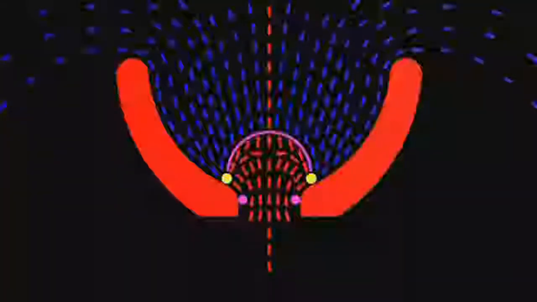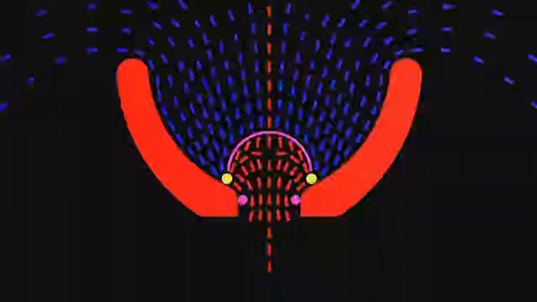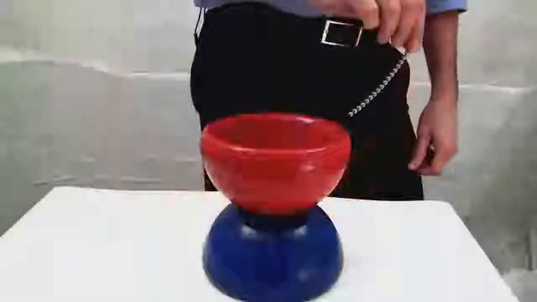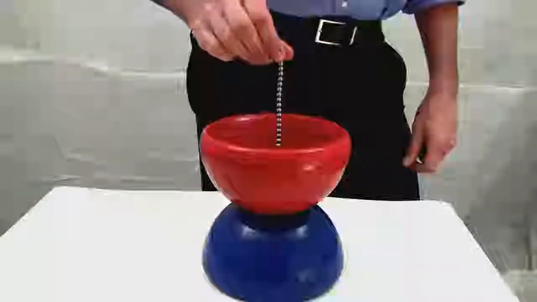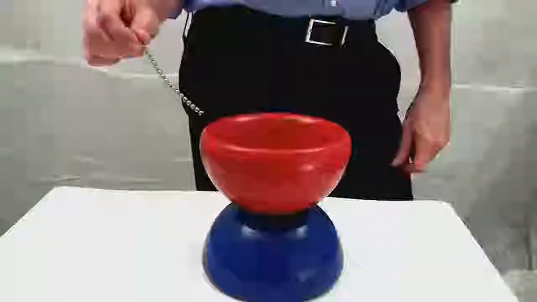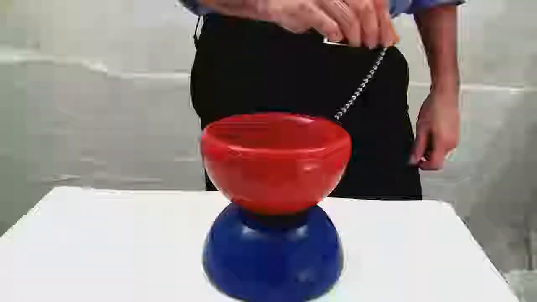Here we see a magnetic sphere being used to reveal the shape of the confinement dome. Here we see a string of magnets being used to show the magnetic field lines in and around the magnetic bowl.